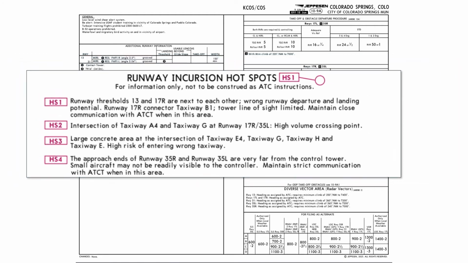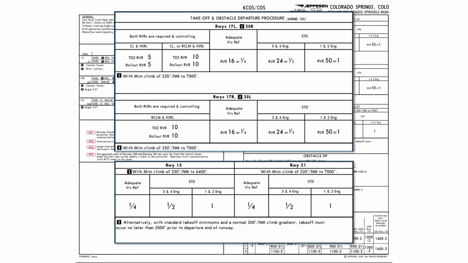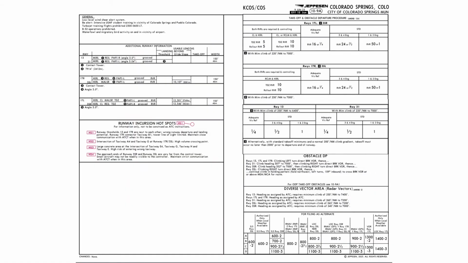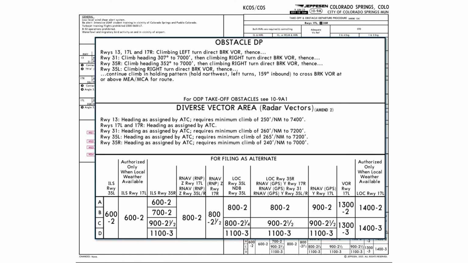On the right side of the page, we have other departure information. The takeoff minimums for each runway and their obstacle departure procedures is listed, including standard minimums. The obstacle departure procedure itself is shown, as here it's in textual format. A diverse vector area is used here, meaning controllers can assign random vectors on departures below a minimum IFR altitude as long as we can comply with the climb gradients listed here. Finally, the requirements to use this airport as an alternate in our IFR flight plan are given.